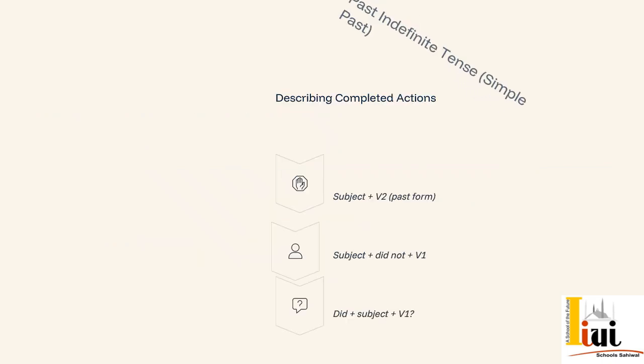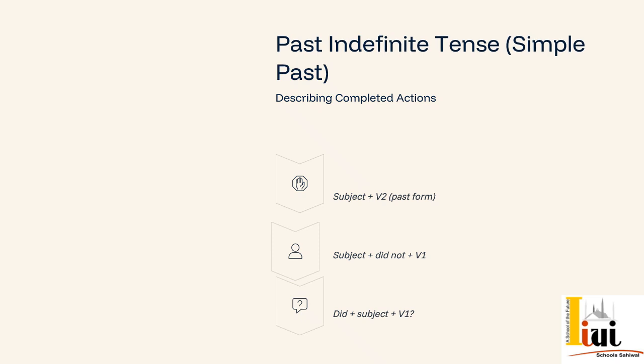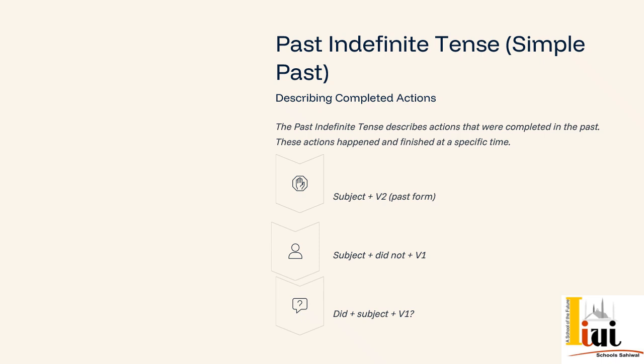So our next topic is past indefinite tense. Past indefinite tense describes actions that were completed in the past. These actions happened and finished at a specific time. Past tense is also known as narrative tense because it is used to tell a story about the past. To move forward to the past, we usually just give it a tail, the letters ed.